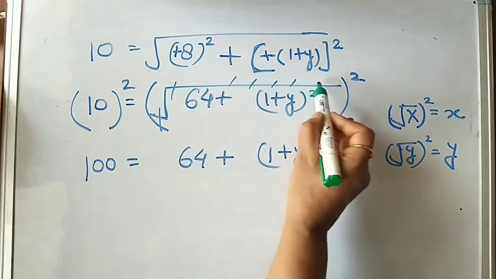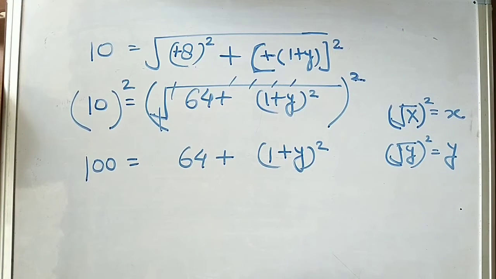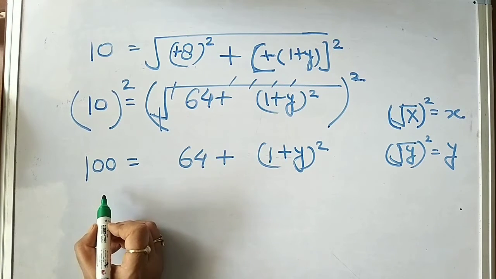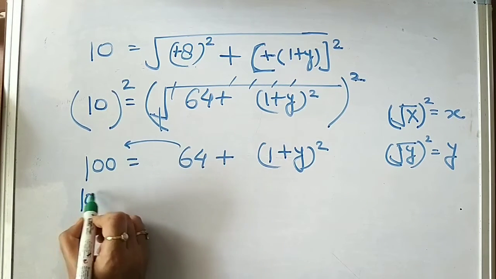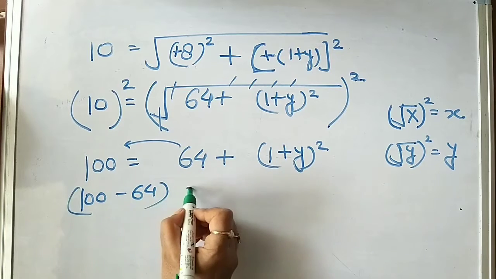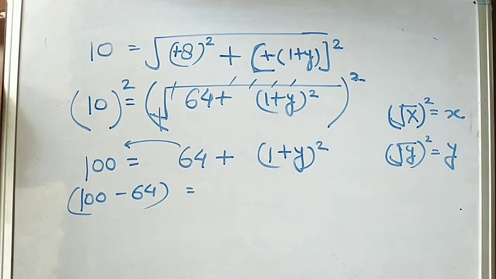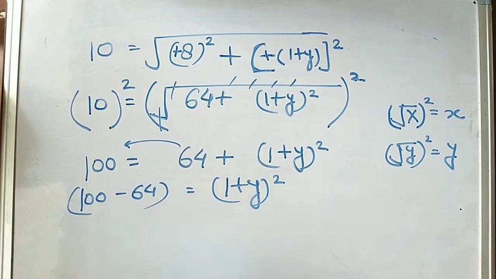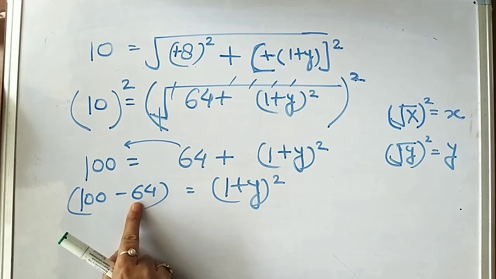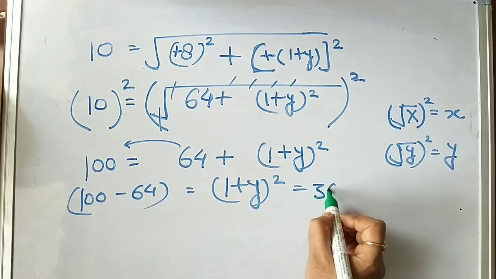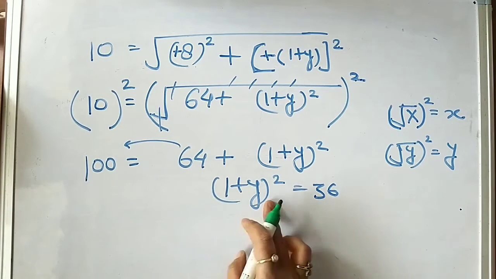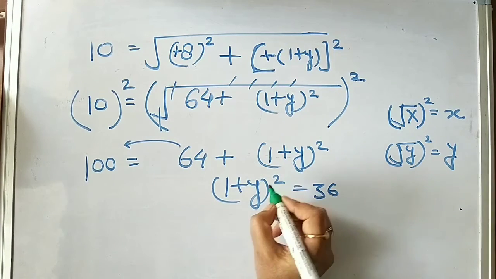Okay, so this root is gone because of this square. Now let me solve it. Can I bring it here? So it is 100 minus 64 is equal to... I can just open it, right? Or you can just keep it like this. Let me simplify. What is this? 100 minus 64 is nothing but 36. So I got 1 plus y square is 36. But I need y.